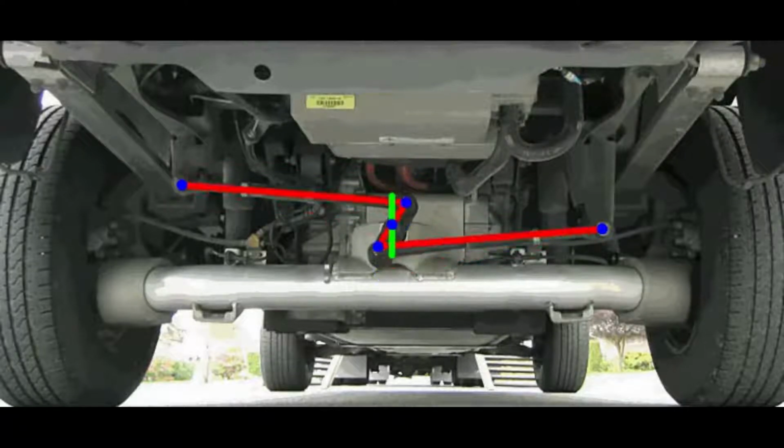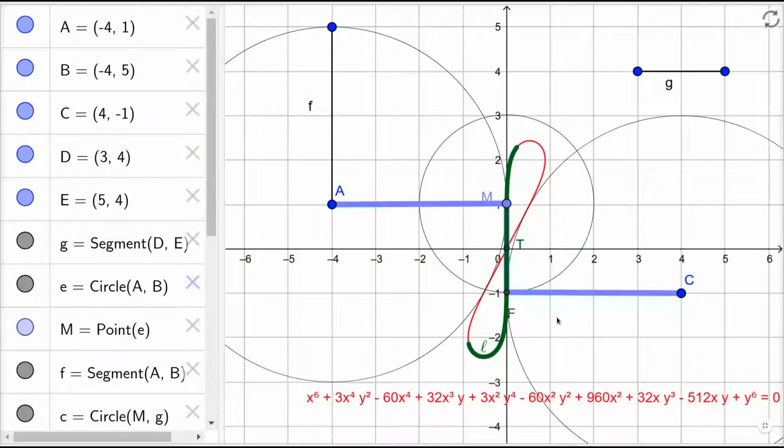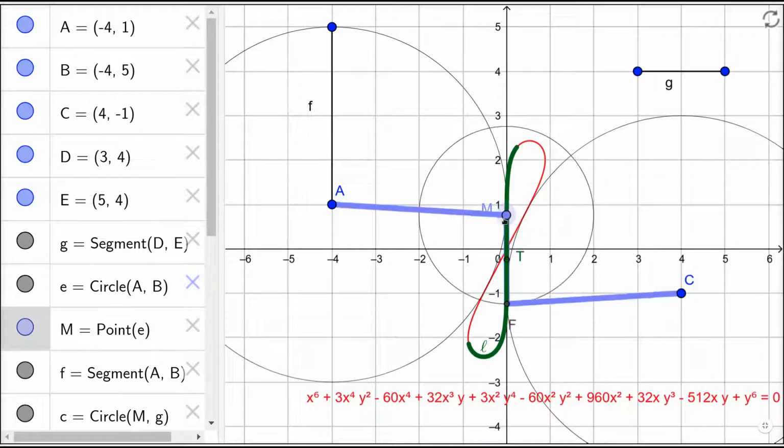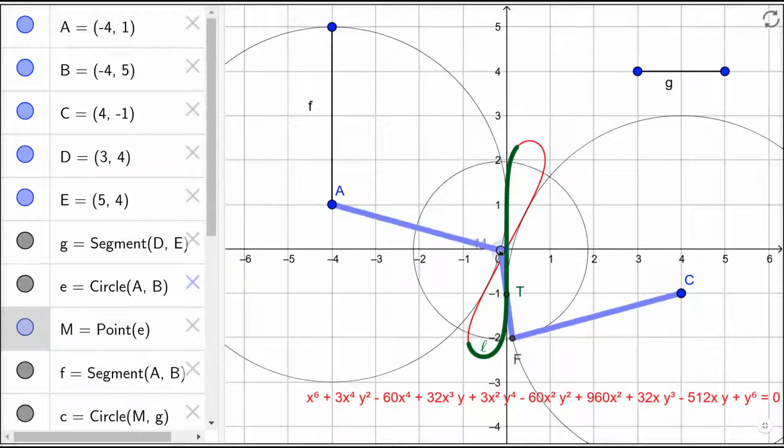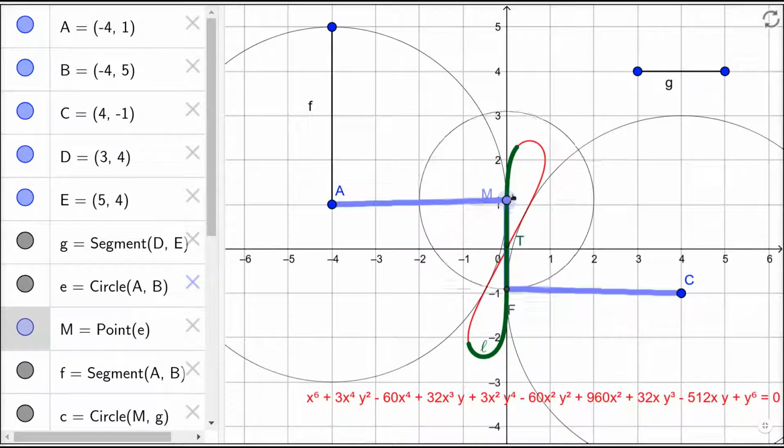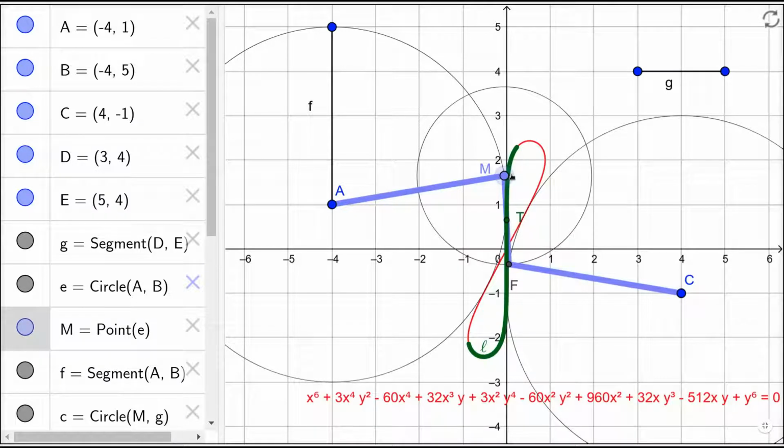The correct motion is a part of a lemniscate that can be described by a sextic polynomial equation, that is, of order 6. A concrete setup is visualized in GeoGebra. The green curve here is a part of the geometric image of the polynomial equation of order 6.